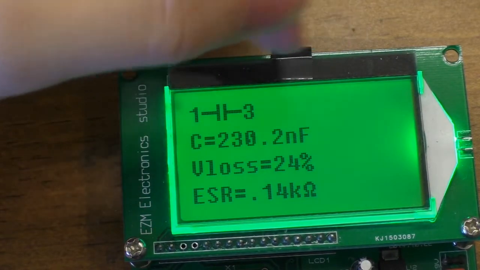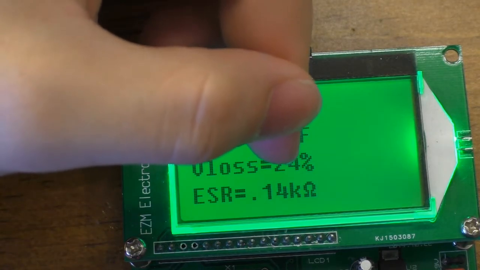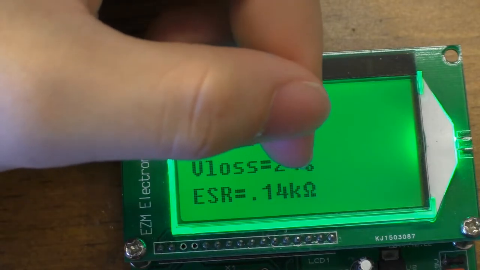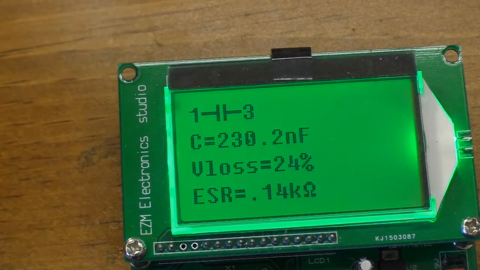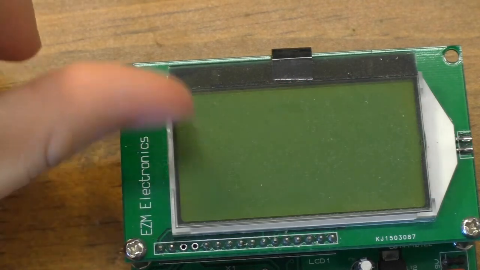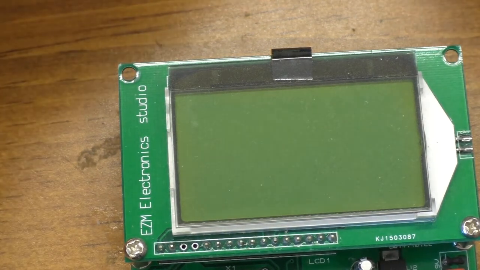You might say, oh, it's got 230. Well, that's right. And then you look at the bottom, it still says 0.14, but now instead of ohms, it's actually kilo-ohms. So you have an ESR of 140 ohms, which is absolutely terrible and indicates a bad capacitor. You notice this V loss number is also way higher. It's 24% instead of the 0.5%, I think.